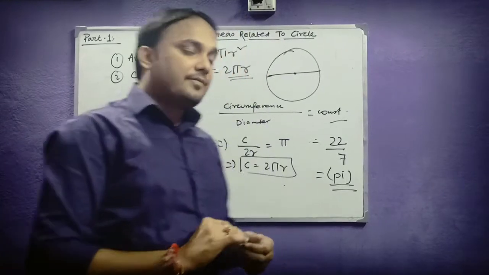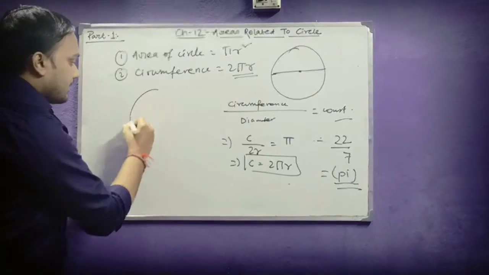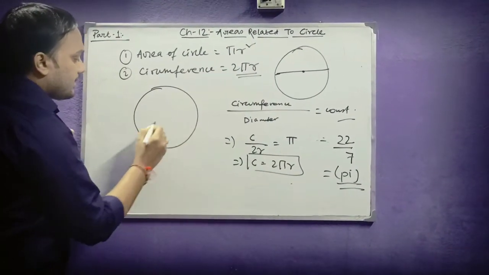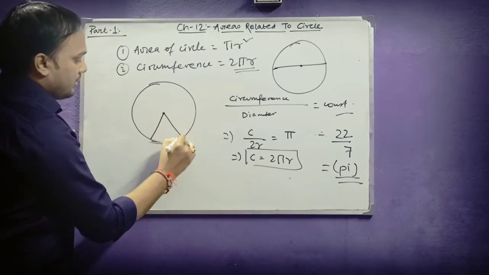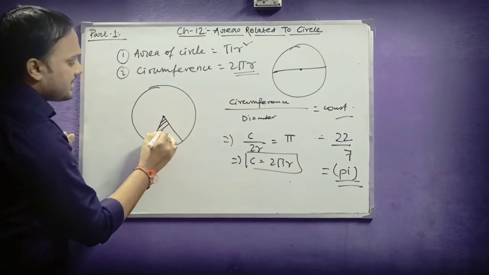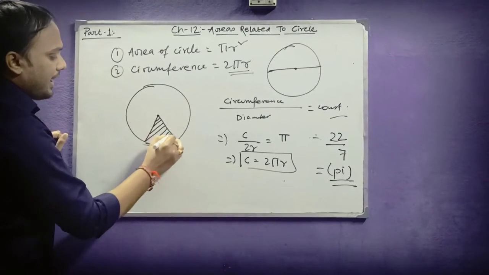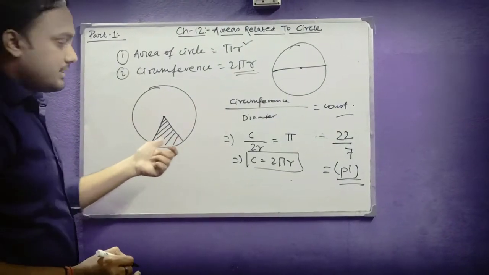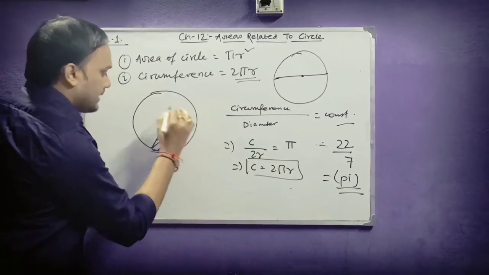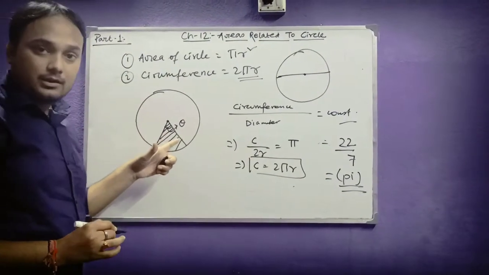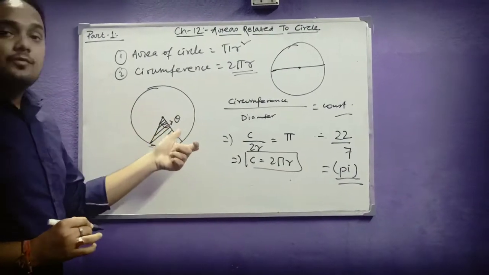Okay, now suppose I take a circular part with this center, and I cut this portion, that is, this is a sector. You are well aware that this is a sector, and I have cut this portion with an angle equal to theta. This is the central angle for the cut portion.